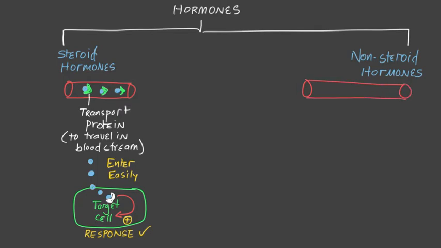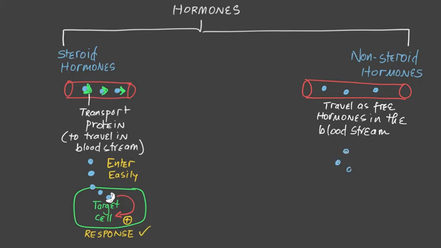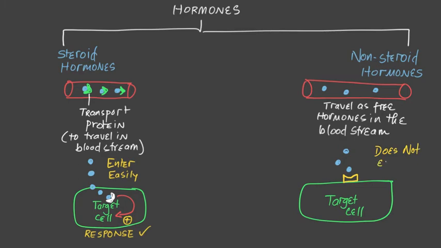The non-steroid hormones travel fairly easily through the bloodstream because they do mix with water. They don't need a transport protein to carry them. So the non-steroid hormones travel as free hormones in the bloodstream. However, once they arrive at the target cell, they have a problem. Non-steroid hormones are hydrophilic, and the interior of the phospholipid bilayer is hydrophobic, so they cannot enter the target cell. Non-steroid hormones do not enter the target cell.